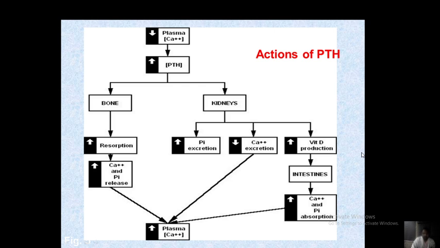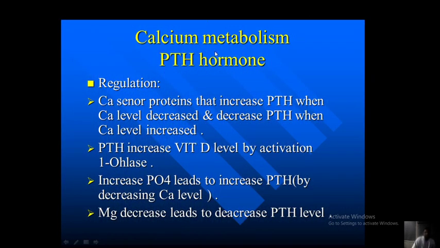So in the kidney, PTH will reabsorb calcium but it excretes phosphorus. The difference is that it will reabsorb calcium but excrete phosphorus. This difference you must remember. It will not reabsorb phosphorus from the kidney, it will increase excretion of the phosphorus. So that is calcium metabolism by the PTH hormone.